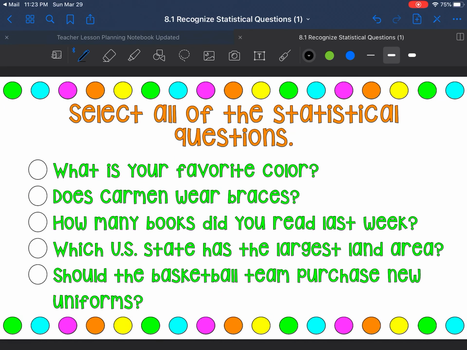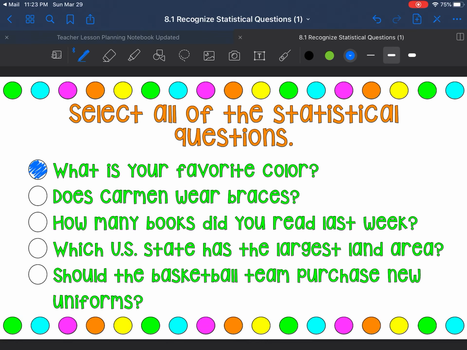All right, and finally, I have a select all of the statistical questions. So let's go through all of these. What is your favorite color? Well, can you have more than one answer? Well, it depends. You could ask more than one person, right? Or you can be like Michelle and like black, gray, and white. That's 3 choices instead of just 1. So, since it's more than one choice, is it a statistical question? It is. I'm going to color it in.